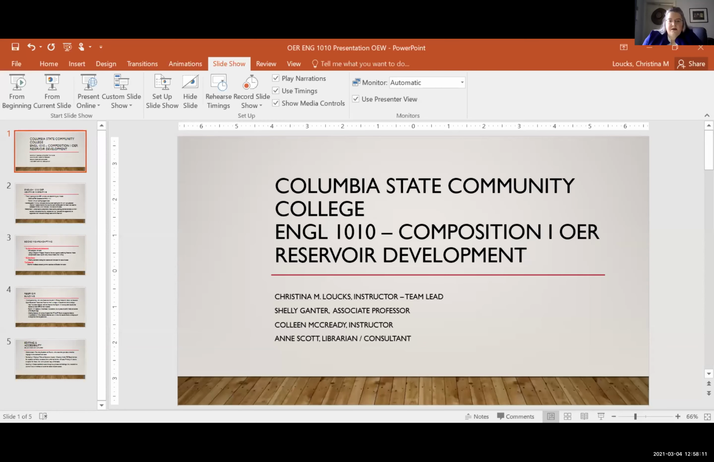So my team consists of my colleagues at Columbia State, Shelley Ganter, Associate English Professor, Colleen McCready, English Instructor, and then we have also partnered with our librarian, Ann Scott. She's been consulting with us, helping us with our development. We intend to house our OER on the Columbia State library site, just for ease of access for students and faculty. Of course, we're working to make sure that everybody has access to this material.